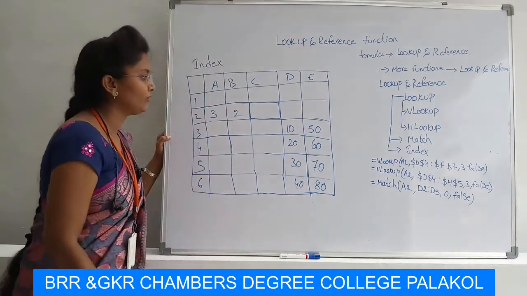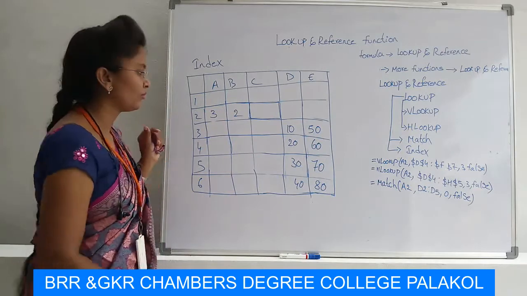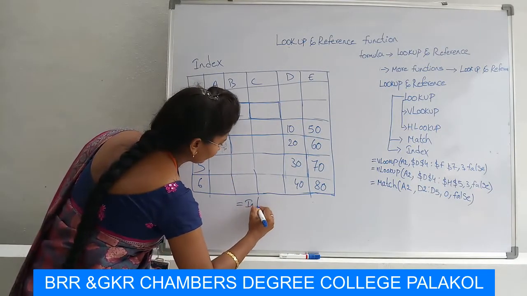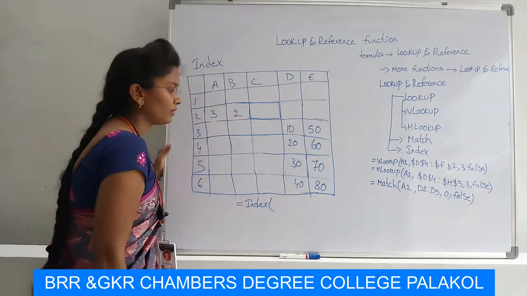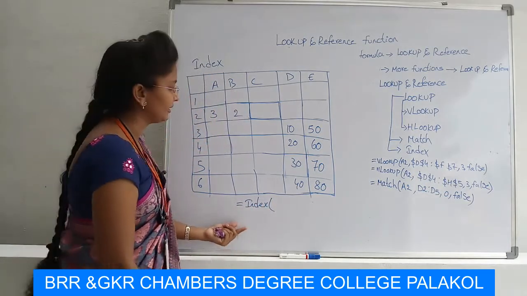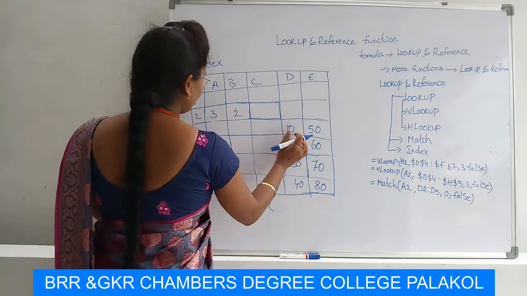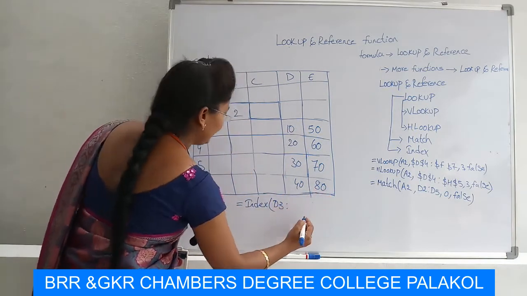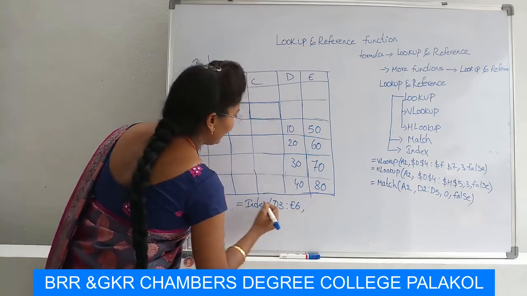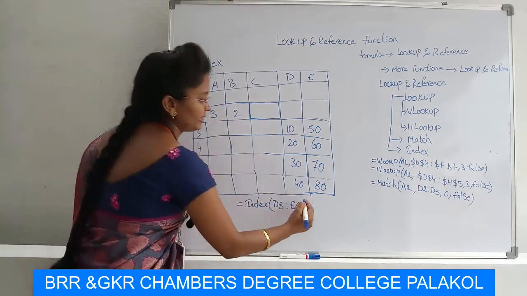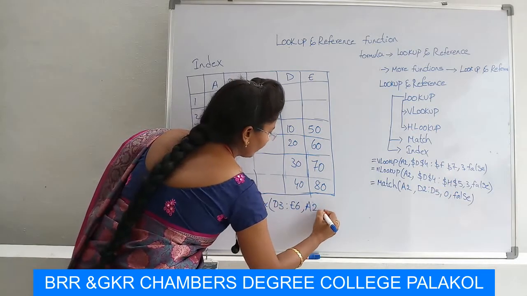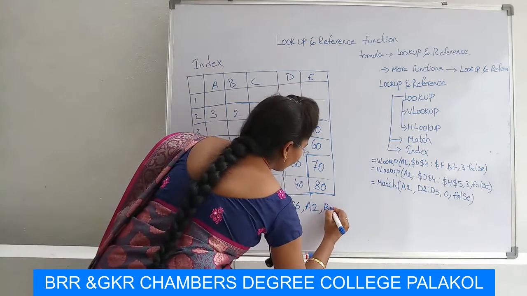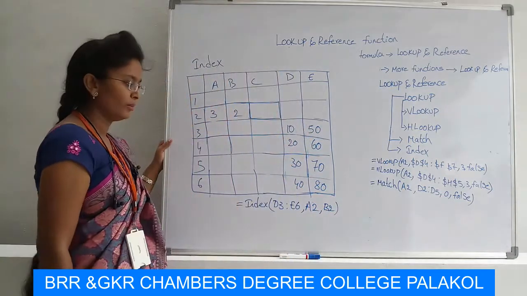Okay. After filling the data, I have to enter the formula. For index, equal to symbol, INDEX, bracket open, and then write the range here. This range starts from D3 and closes at E6. And the starting cell reference is A2, comma, next cell reference is B2, and closing the bracket.